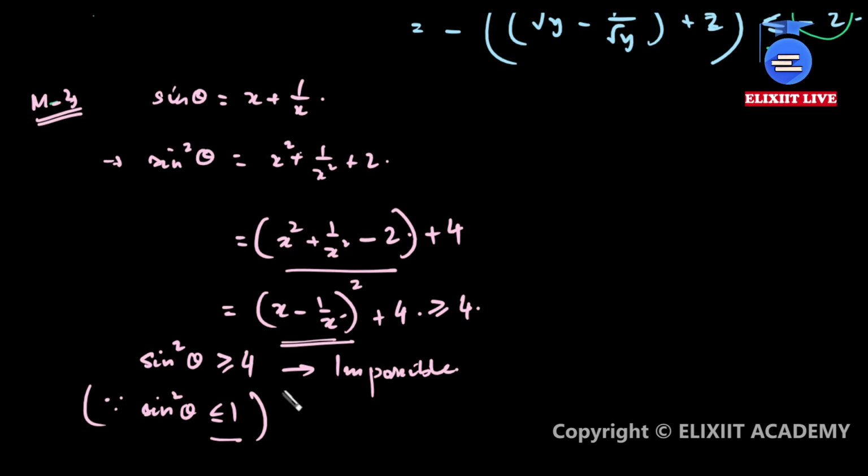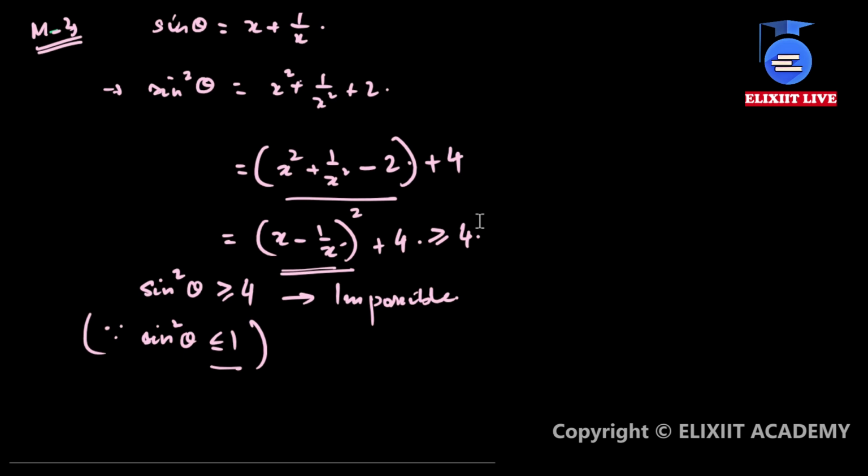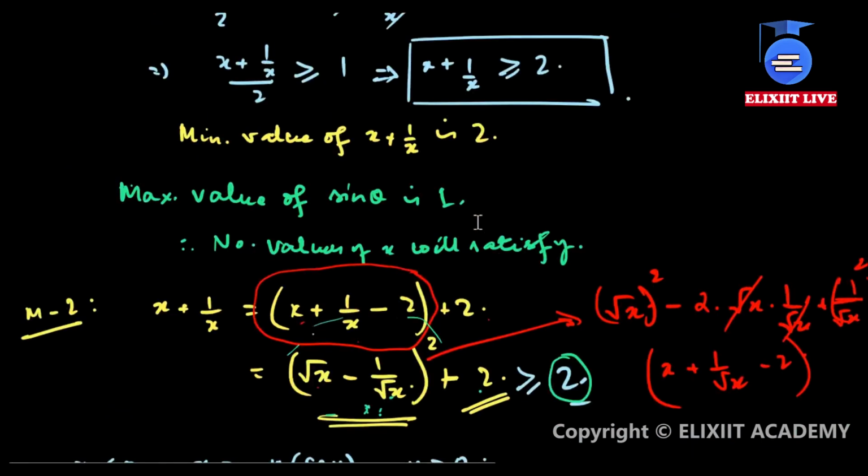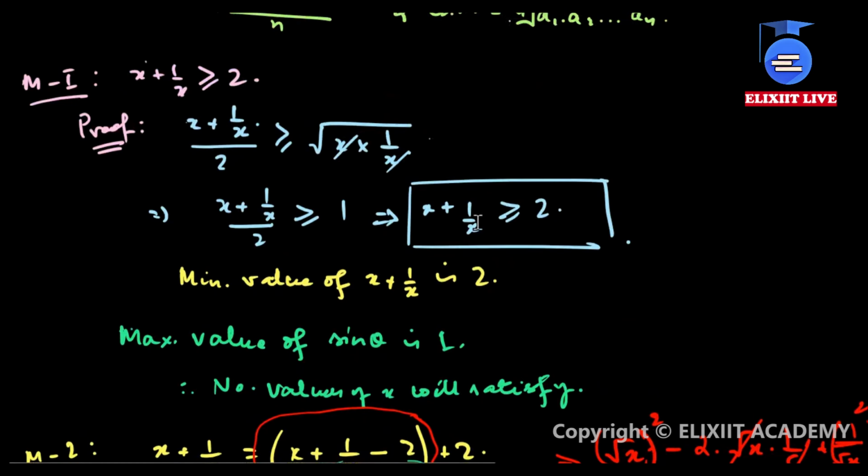Good, good. Any of these three methods will work actually. Any of these three methods will simply work out. You may take this down: method 1, method 2, method 3. So method 1, with the help of AM-GM, we have done this.